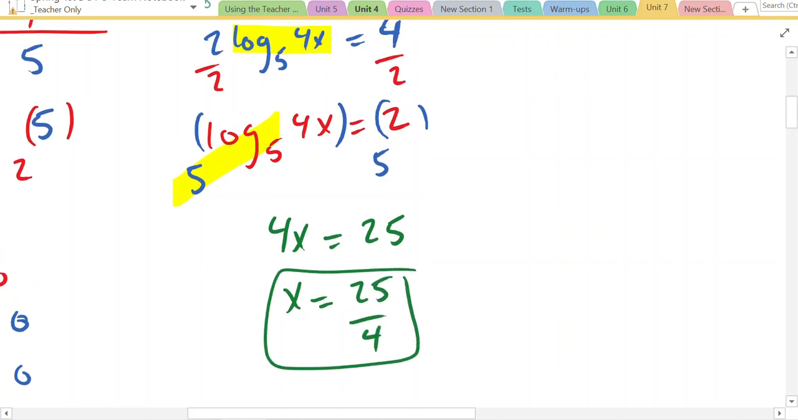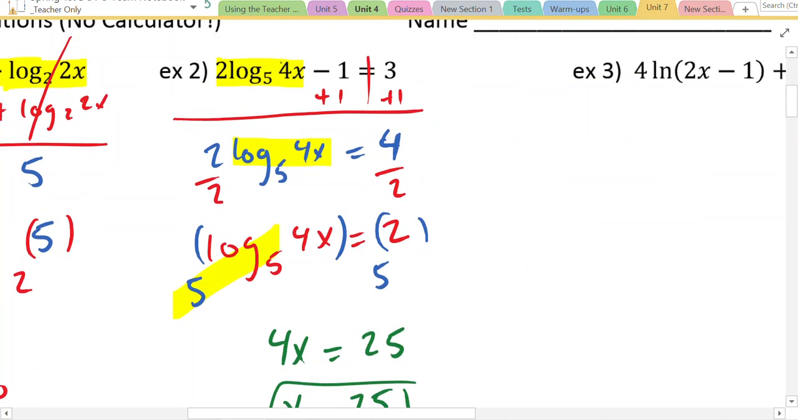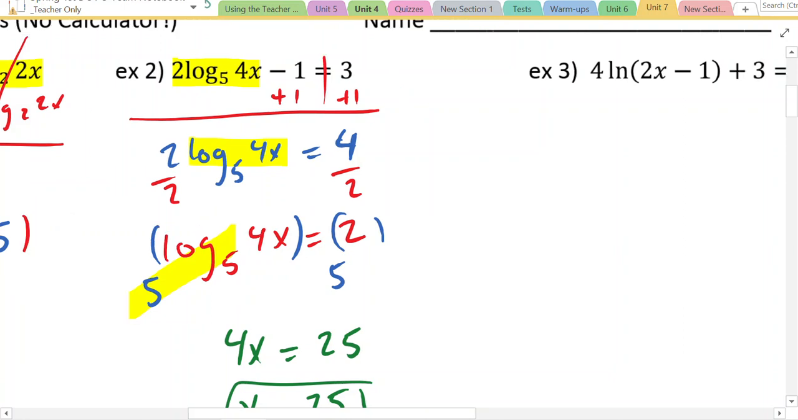There's only one solution and it works. You just put it up here. You put 25 over 4 in here, you would get a 25 for the argument, and 25 is a positive number, so it works.